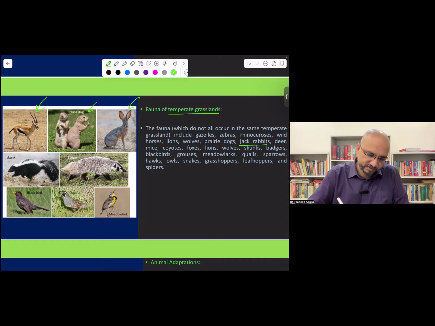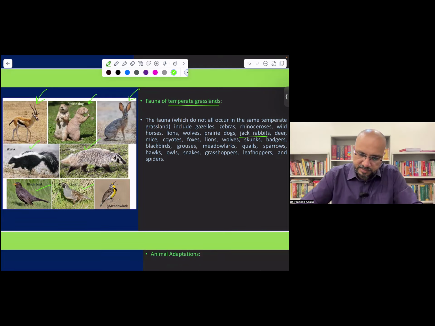Blackbirds, grouses. So blackbird, quail, quail eggs, those eggs which have small spots on the surface. Quail eggs are also eaten. Sparrows, hawks, owls, snakes, grasshoppers. You see badgers, skunks, which have a very foul smell. So these are common animals seen in the temperate grasslands.